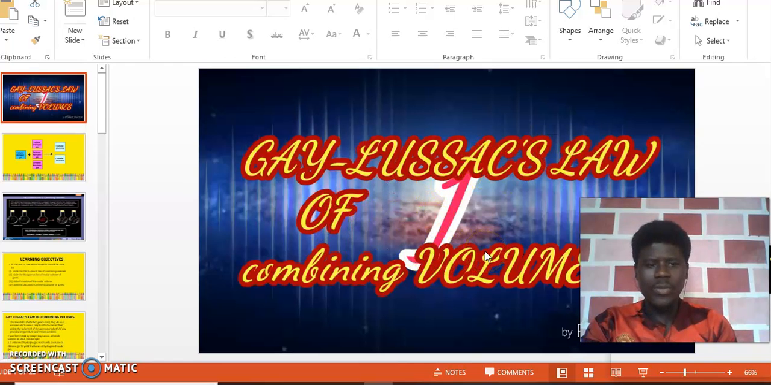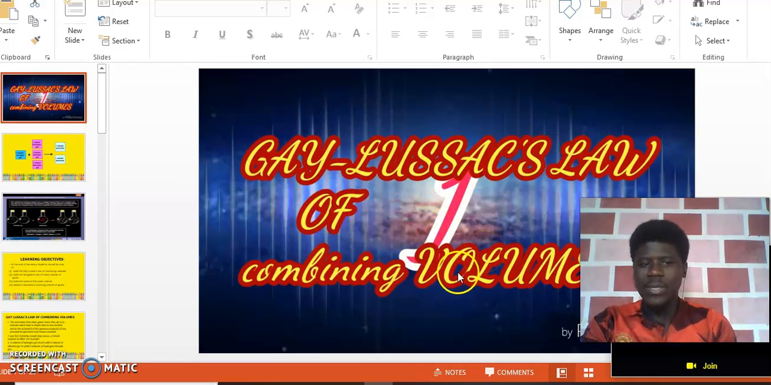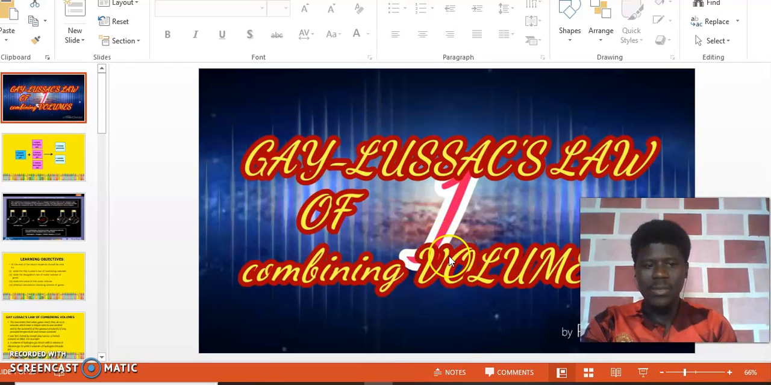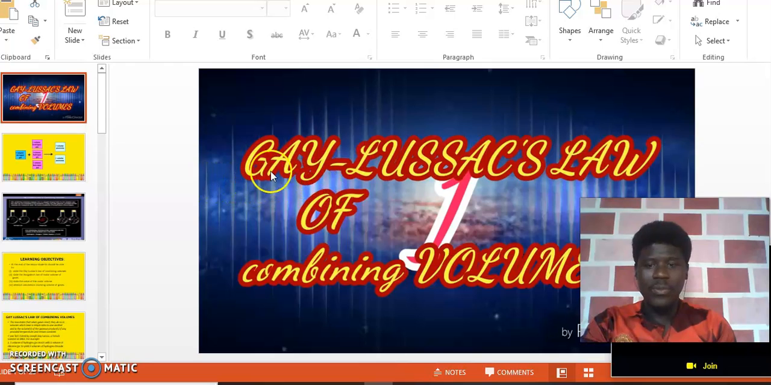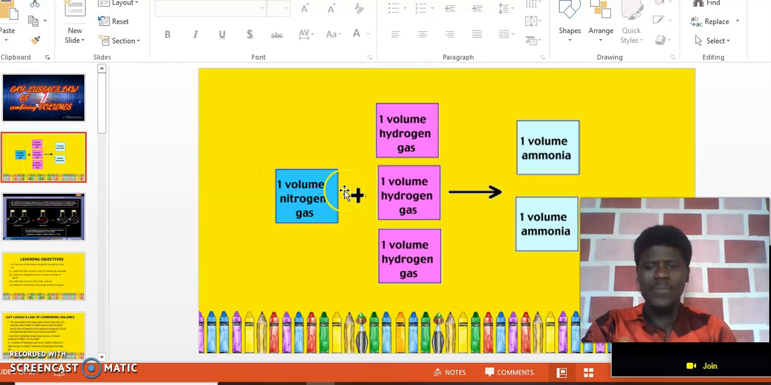The law of combining volumes looks at what happens when gases react. There's also Avogadro's law, or Gay-Lussac's law of combining volumes. So I'm going to just show you a slide and pick it from there. From this slide, you could see the formation of ammonia, NH3, right? It is a popular chemical.